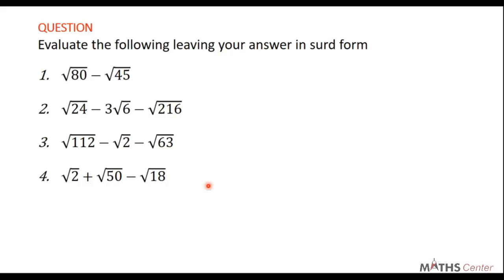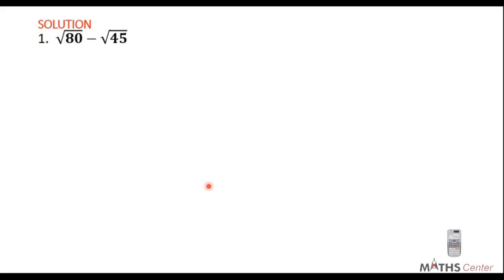Let's pick some examples and see how this is done. We are told to evaluate the following, leaving our answer in surd form when necessary. So you pick them one after the other. The first one, we have square root of 80 minus square root of 45.